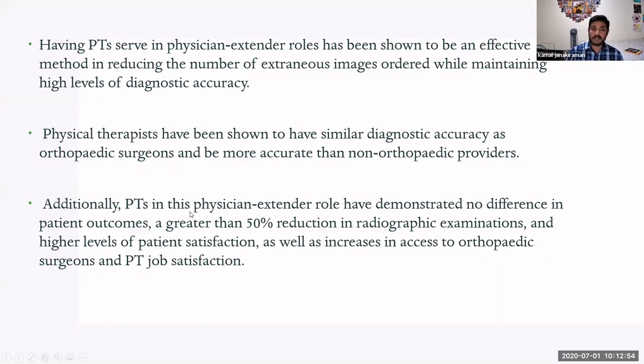Additionally, physiotherapists in this physician extended role have demonstrated no difference in patient outcomes, a greater than 50% reduction in radiography examination, a higher level of patient satisfaction, as well as increased access to orthopedic surgeons and physiotherapy job satisfaction.